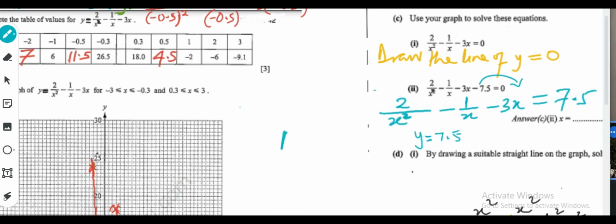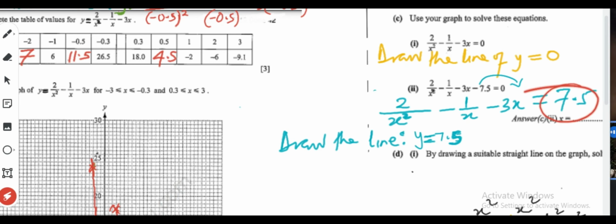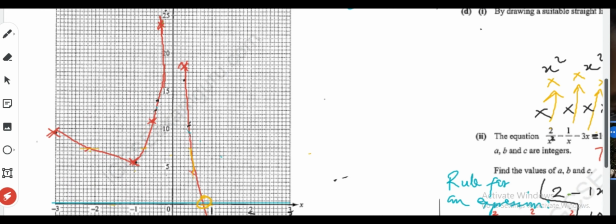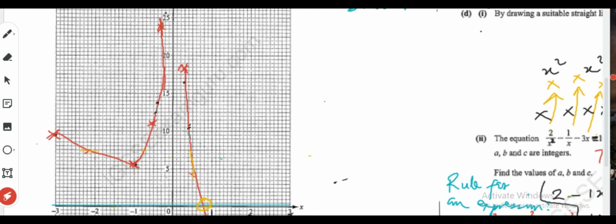So draw the line. Can you draw that? Yeah. We draw the line y equal to 7.5, because this has been replaced by 7.5, since the whole of here is the same now as the whole of here. So draw the line of y equal to 7.5. Go ahead.